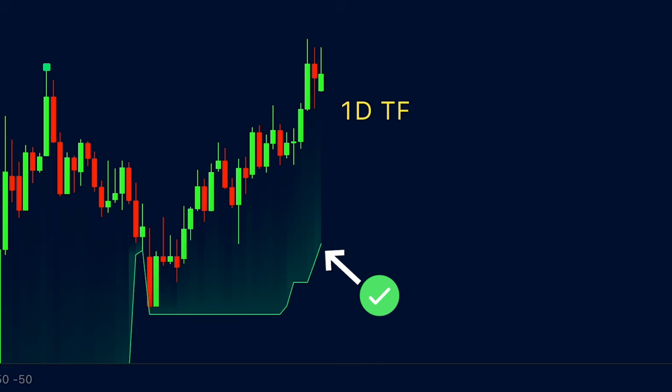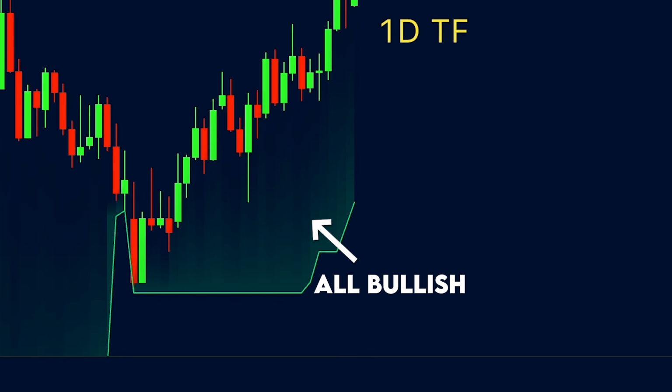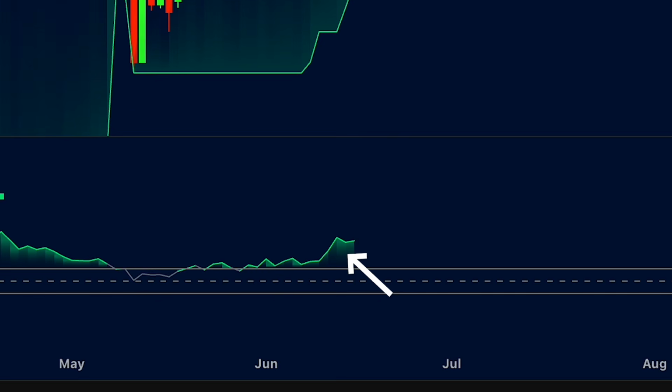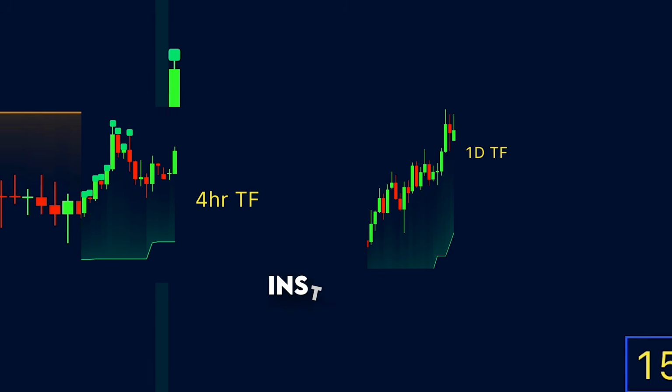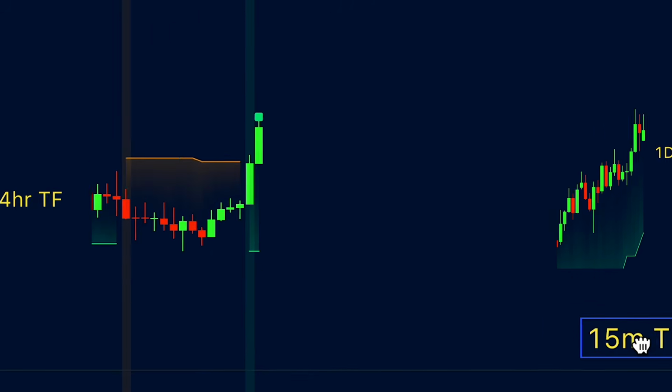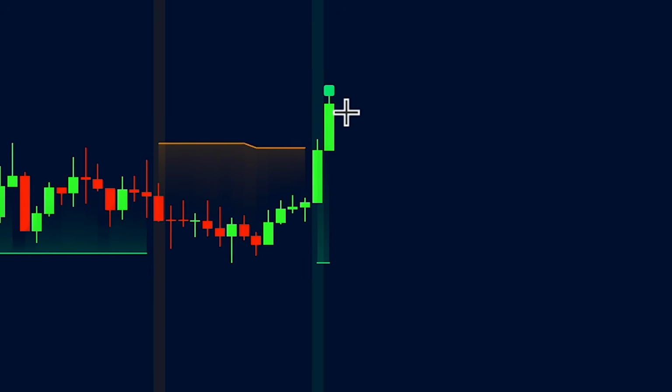You want the 1 hour, 4 hour, and daily charts all showing the same momentum direction with their respective CCI readings. Look for all trailing stops to be the same color across time frames, as this indicates institutional momentum alignment. Now, when all these conditions are met, you've got a very accurate setup.